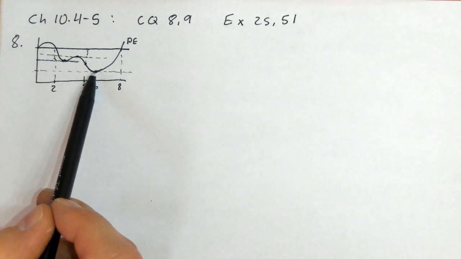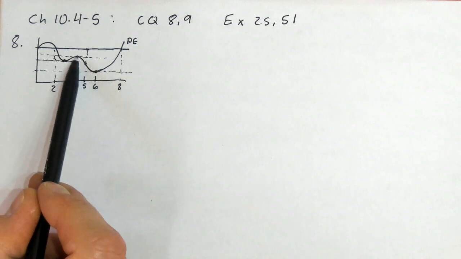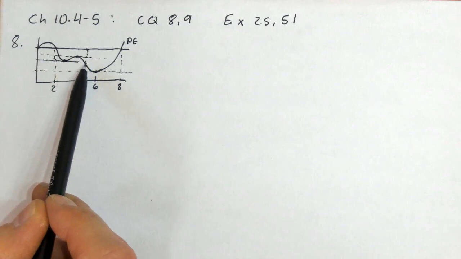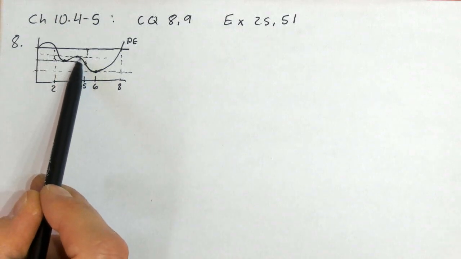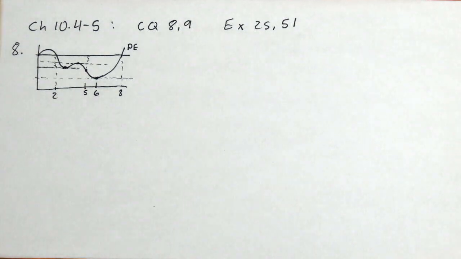So these points are points of stable equilibrium. Okay? They can't go away from them. This one could go away from here, because its potential energy gets lower away from it. So graphs like this are a really powerful way of analyzing a lot of different physical systems. Okay, let's move on to number 9.